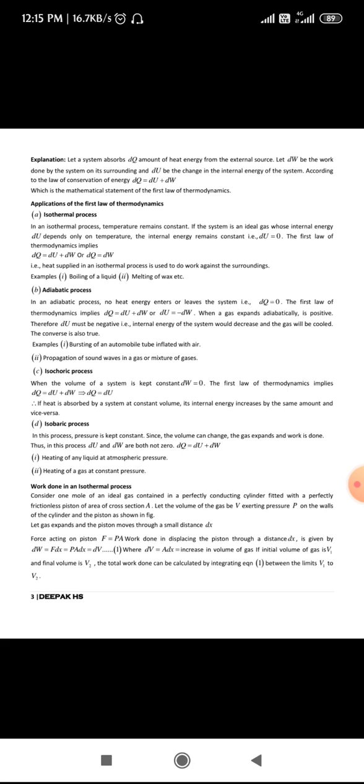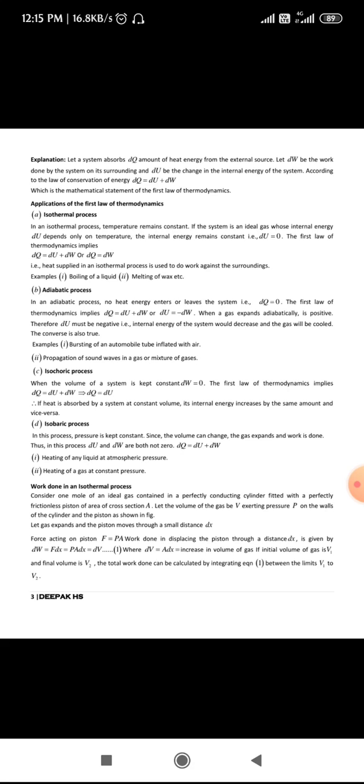du is equal to minus dw. Okay, so du is equal to minus dw. So that means that when a gas expands adiabatically, work is positive, therefore du must be negative. That is, internal energy of the system would decrease and gas will be cooled.